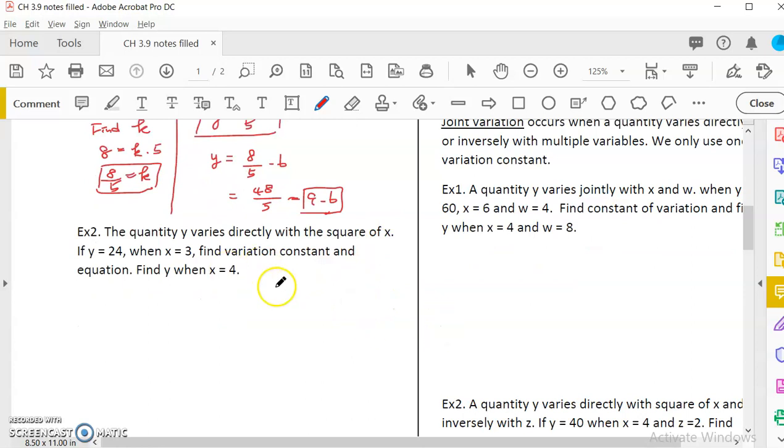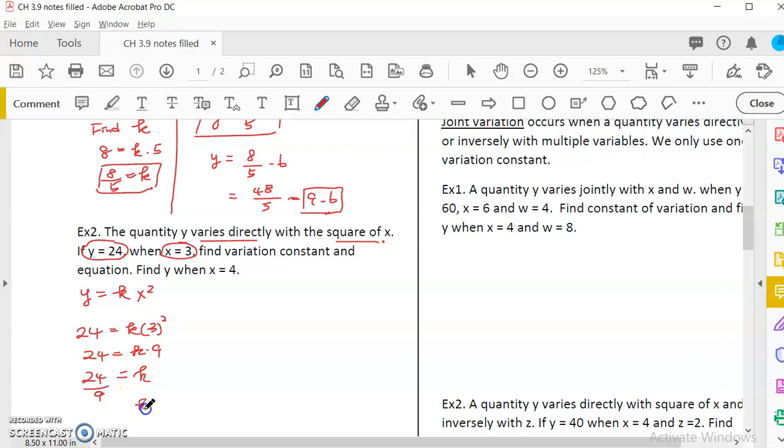Example 2. Here they say y varies directly again, but not with x, but with the square of x. So the basic equation is y equals k x squared. I just don't know what k is. I still have a pair of x and y, so this will be used to solve for k. I plug in 24 for y, equals k, which is unknown, times 3, but I have to square it, because y does not vary directly with just x, but with the square of x. So 24 equals k times 9. K equals 24 over 9.